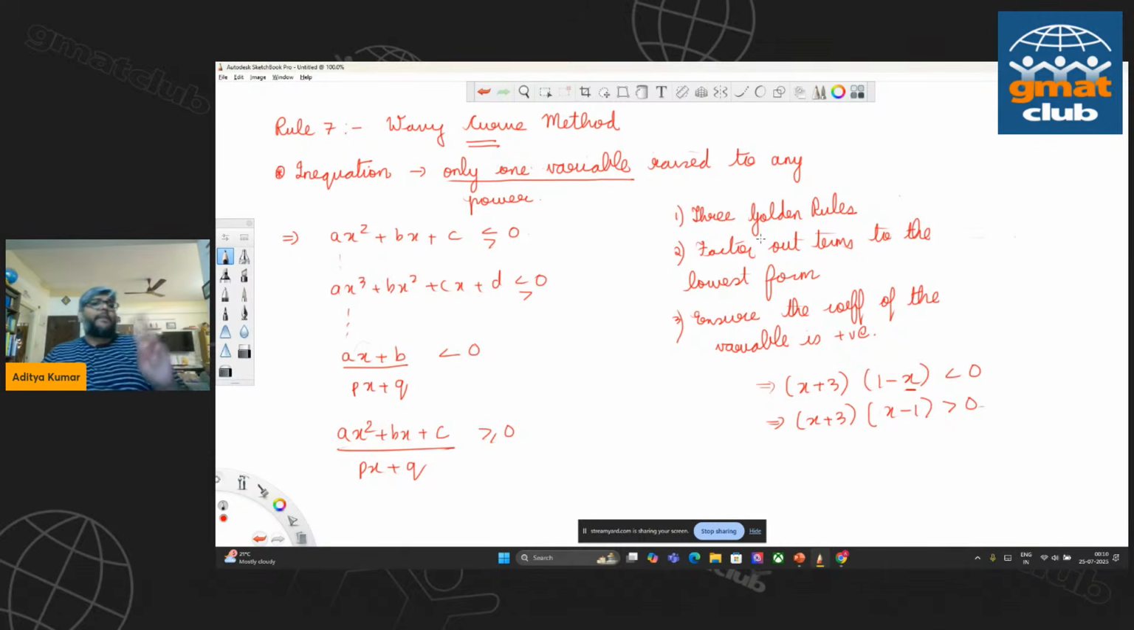So two things you have to understand here. I've not even gone into the process of working yet. You have to understand where to use it, and you have to understand how to use it. Where do you use it? Whenever you have one variable that runs throughout the equation. A square, a cubic, division, doesn't matter. As long as there's one variable running, I can break it down using the wavy curve method. How do I break it down? I have to set things up using the three golden rules. I have to break down the equation to its lowest factored form. And I have to ensure that in the factored form, the coefficient of the variable is positive. If you ensure these three things, you'll be able to work with this very quickly.